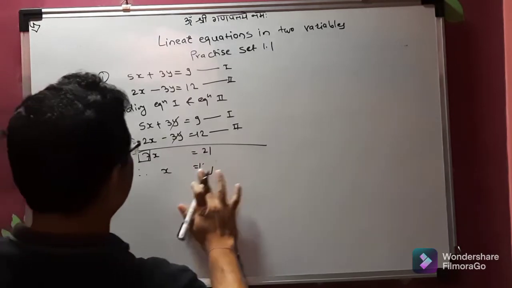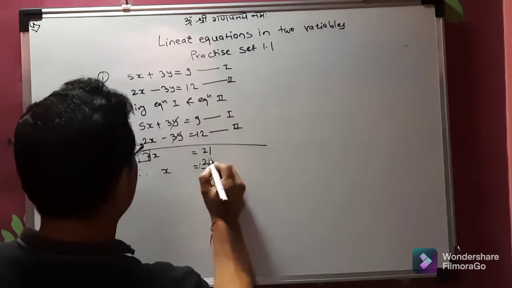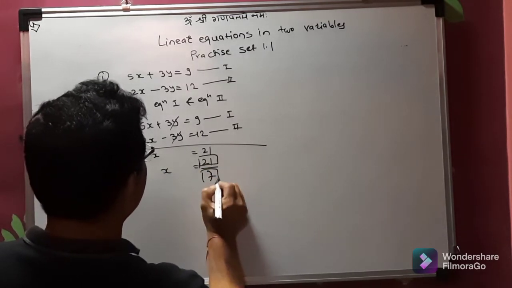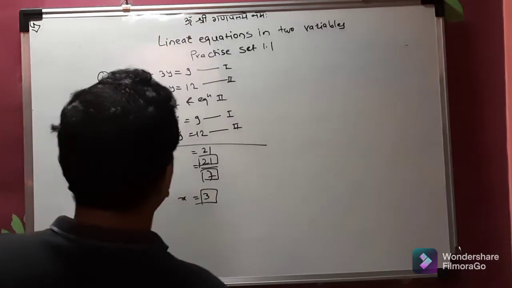So I have written the answer directly. What they have written is 21 divided by 7, so they have put a bracket here. So x is equal to 3.